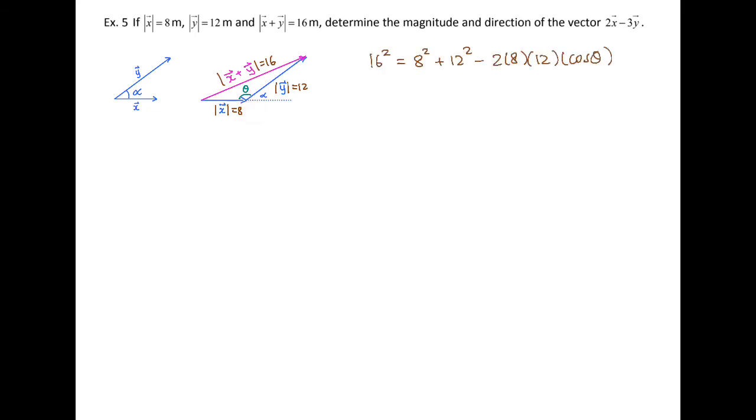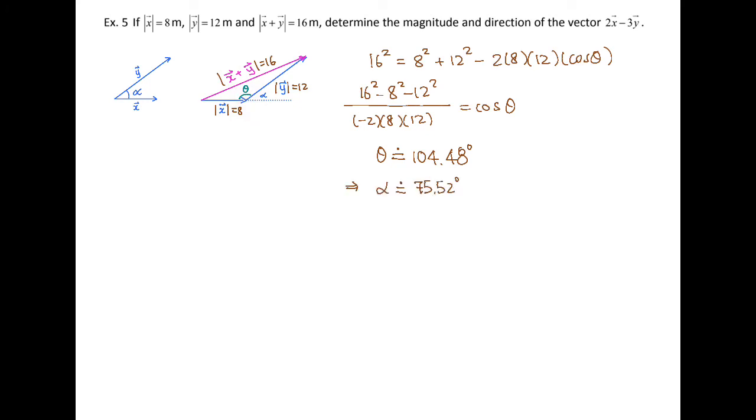By using the cosine law and isolating cosine theta, and then taking the inverse of the cosine, we'll be able to find theta as approximately 104.48 degrees. Since we need to find alpha, and alpha and theta make 180 degrees because they are supplementary angles, we know alpha is approximately 75.52 degrees. Once we know the angle between vector x and y, then we can construct our new diagram to find our new resultant 2x minus 3y.